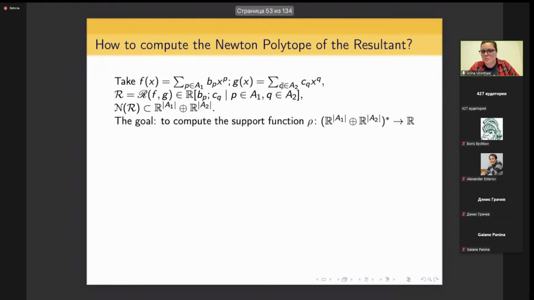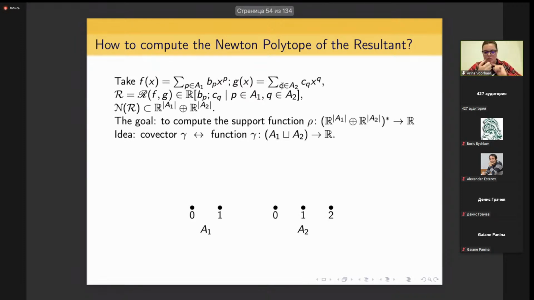And what we want to do is compute its support function. The support function would take a covector and give me the maximal value that this covector attains in the Newton polytope of the resultant. And the idea is, first of all, as follows. You take a covector, right? Then you can consider this covector on the disjoint union of the sets A1, A2, which is not the best notation, but good enough to explain.